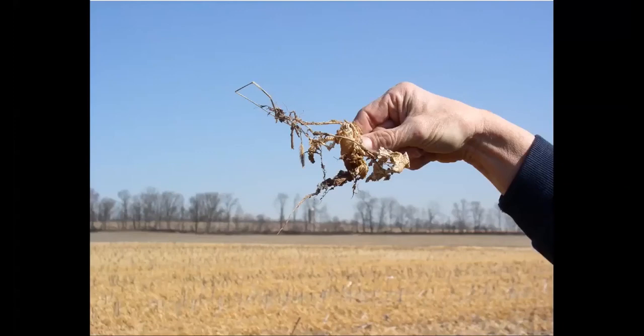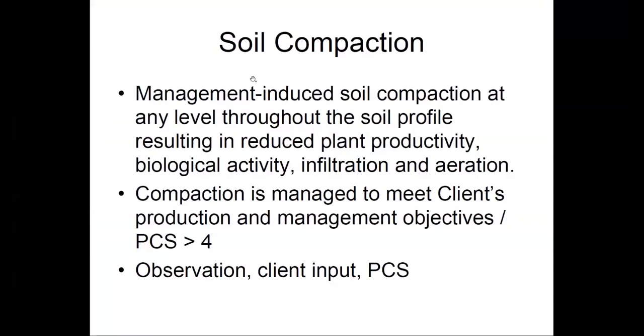So here's that tillage radish with this bend in it. That would be from soil compaction. This is from management-induced soil compaction, and that can sometimes be known as a plow pan or a hard pan. You take out your penetrometer to look at where your compaction is, and you want your compaction managed to meet your client's production and management objectives. So at some point in time, you want to take a look at that and make sure that your penetrometer is going in easier.